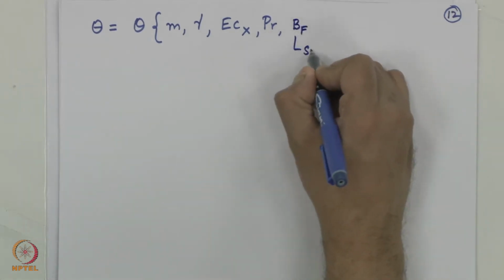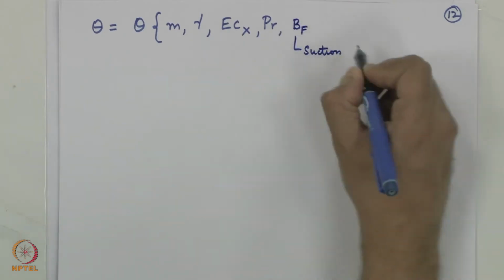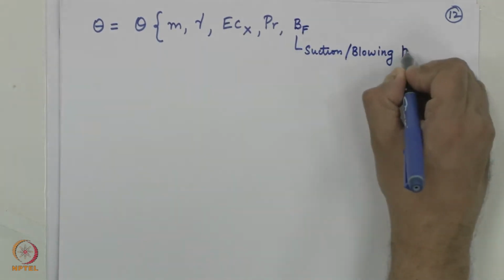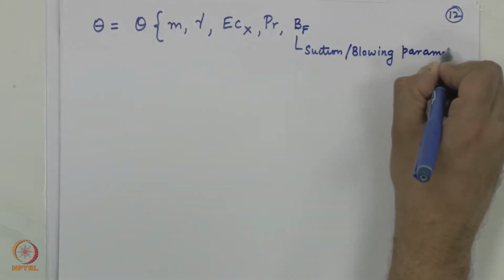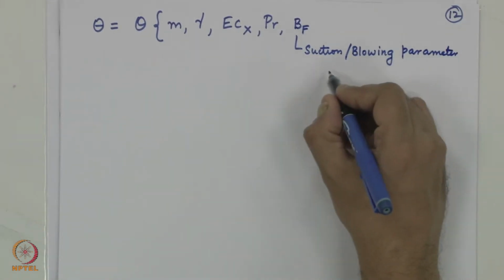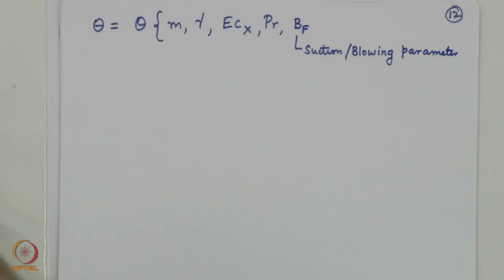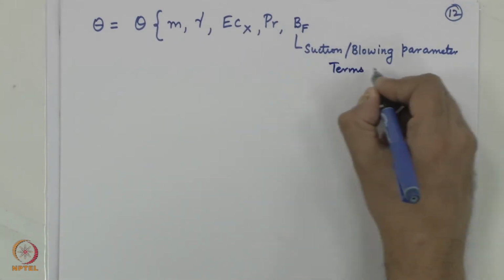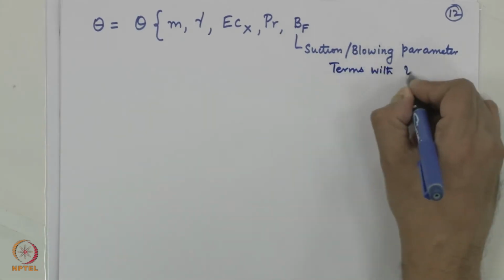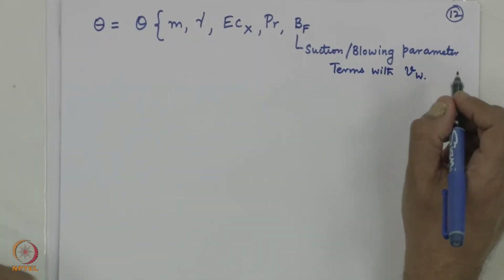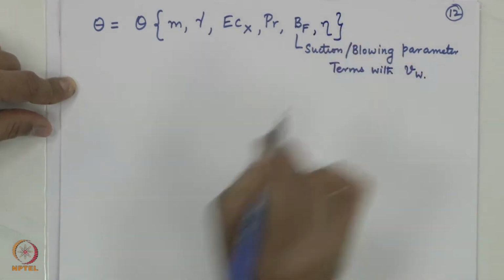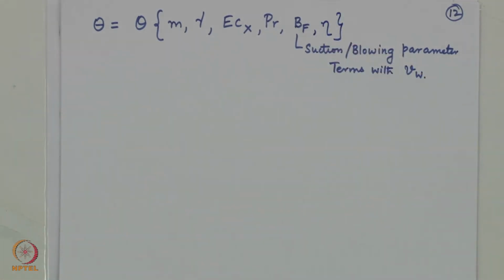This is suction or blowing. I did not define this explicitly. This is basically a collection of terms involving VW. The suction or blowing parameter is nothing but a group of terms having VW dependency. And of course your eta, which is your independent variable.